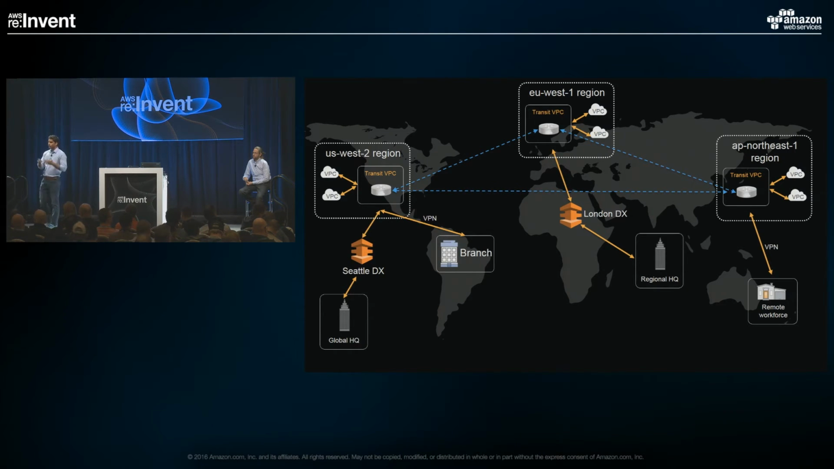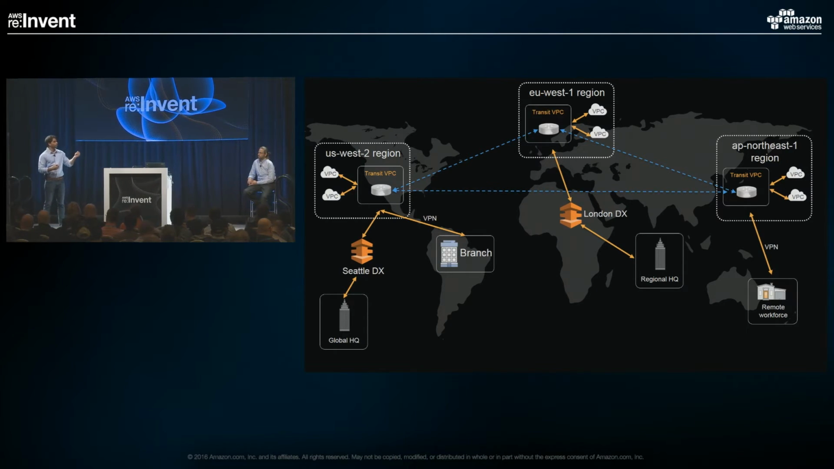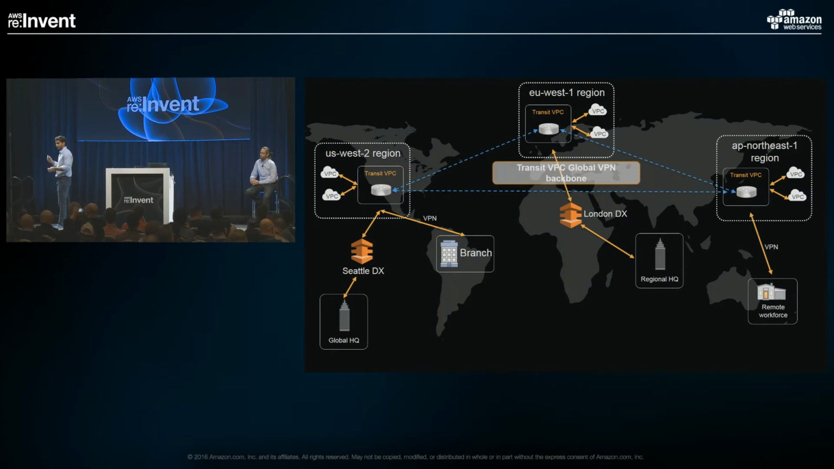Using automation built into the solution, you can deploy a transit VPC in a region of your choice, pre-configured, and you can automatically attach the VPCs in that region to the transit VPC. A customer site, like the global headquarters or the branch, can connect to the transit VPC using Direct Connect or VPN. All transit VPCs are meshed together using IPsec VPN, creating this global VPN backbone. Traffic between locations, no matter where they are globally, will be backhauled through this global VPN.